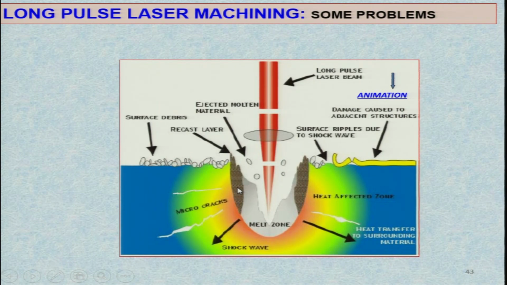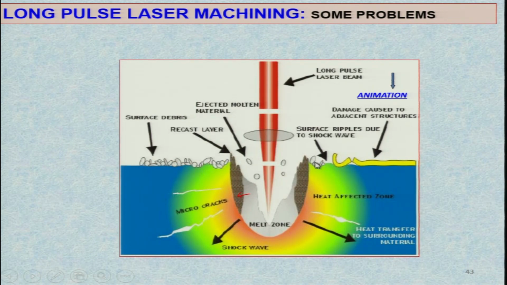Now, this recast layer is the molten material that solidifies on the original workpiece surface, that is here on this side surface, then it is known as recast layer. Now, whatever material is removed from the workpiece surface is called the debris, and it is in the molten state. And when the molten material gets solidified, then you have small particles or chips, and they are known as debris or surface debris, and they get deposited on the top surface of the workpiece, and this is a big problem after you have completed the machining.